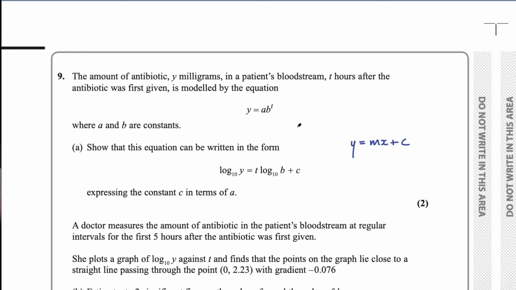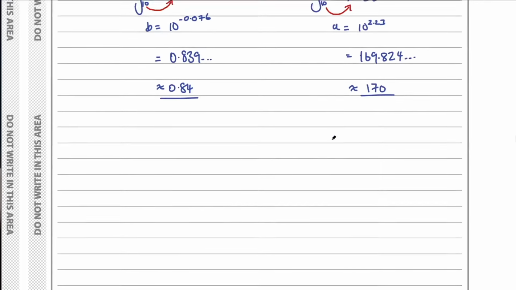equals 0. Then if we think about what happens with B, so at 1 hour, we would have A times B. At 2 hours, we'd have A times B times B. 3 hours, we'd have A times B cubed. So B then is going to be the amount that the antibiotic is reduced per hour, because T is in hours. All right, so let's go ahead and try to write some of that down for part C.